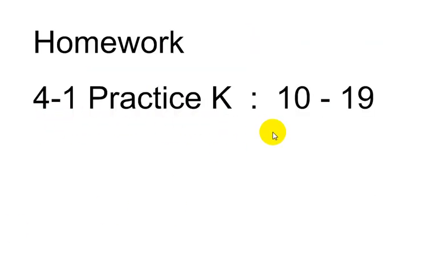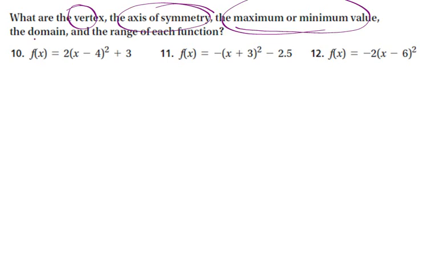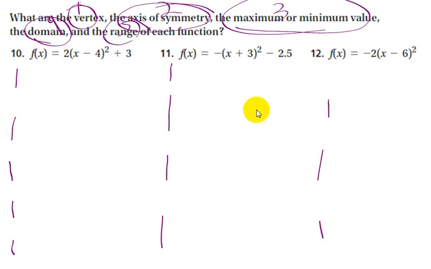Your homework tonight is 4-1 practice K, 10 through 19. So on 10, 11, and 12, you're just going to identify these things: vertex, axis of symmetry, maximum or minimum value, the domain, and the range. So that's 1, 2, 3, 4, 5 things for each problem. Okay, don't cheat there.